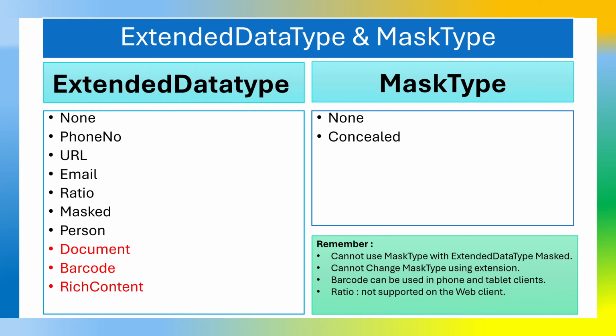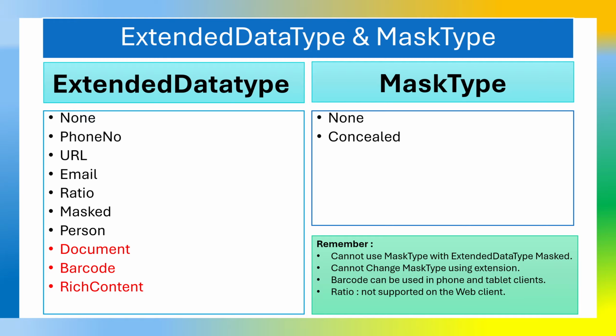You cannot set this property on a page which is not part of your app. So you cannot go to the customer card and say, oh, the balance is masked. That's not allowed. You are only allowed to do it on the pages that you define, or the tables that you define. As I said, barcode can only be used in the phone and tablet client, and ratio is not supported on the web client.